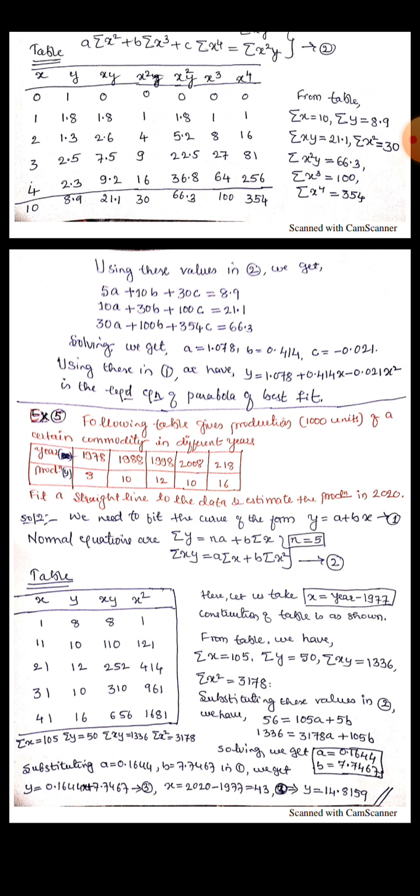Further, we are expected to estimate the production in the year 2020. But our equation is in terms of small x, so we have to convert that year in terms of x. So x is year minus 1977. The year is 2020 here, so x equals 2020 minus 1977, which is 43. Substituting x as 43 in this equation, we get y as 14.8159. So this is the production in the year 2020. This completes the solution for this problem.